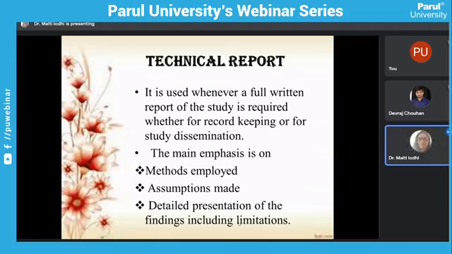It is used whenever a full written report of the study is required, whether for record keeping or for study dissemination. The main emphasis is given on what methods were employed, assumptions made, and detailed presentation of the findings, including limitations. You have to include limitations too in that. So these all are the points which we have to remember while you are publishing or disseminating your report technically.